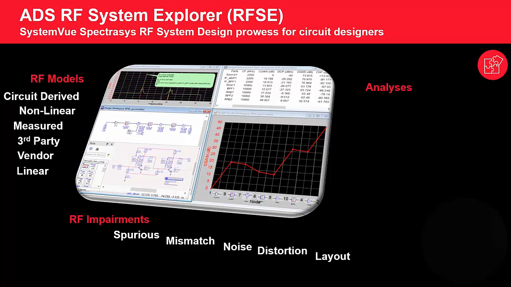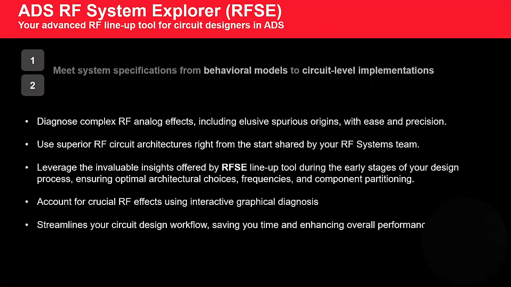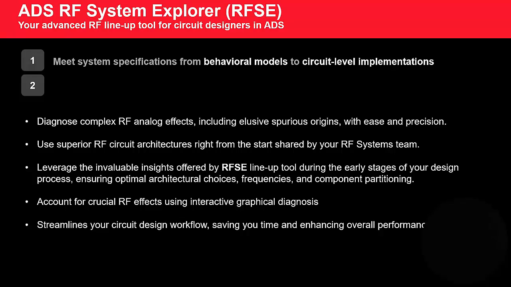So some of the measurements that you can do are RF impairments, spurious analysis, mismatch analysis, noise, and distortion. RFSE supports link budget analysis, RF planning, spectral plots, leakage, and path. It helps you to meet system specification from a behavioral model to the circuit level implementation.